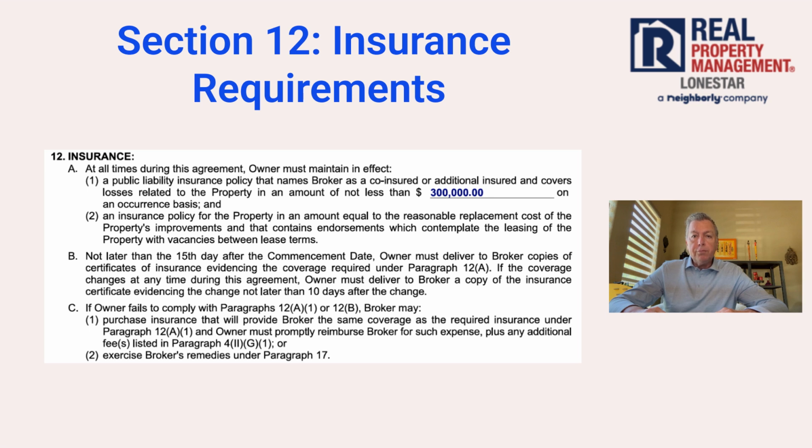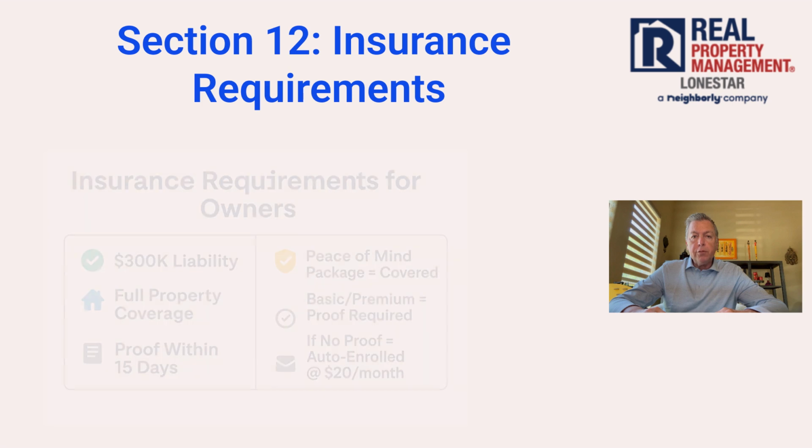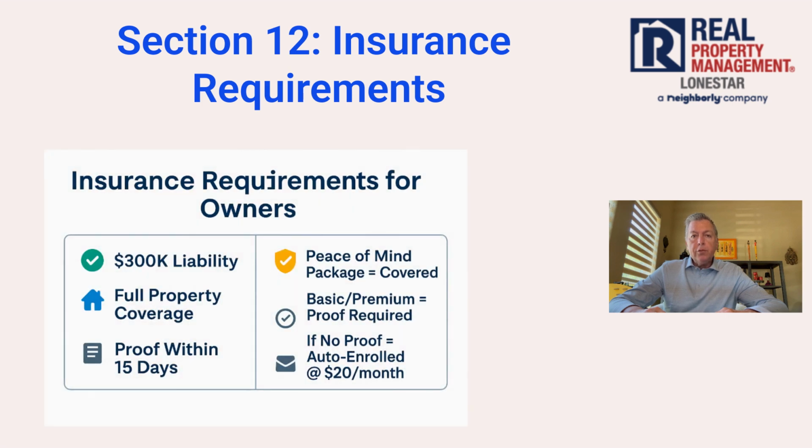Second, you must have property insurance that covers the full replacement cost of the home and improvements, including coverage for vacancy periods between leases. If you're enrolled in our Peace of Mind package, you're already taken care of. That package includes automatic coverage through our SureVestor Master General Liability (MGL) policy, which provides up to $1 million in coverage and satisfies all requirements. No action is needed from you.